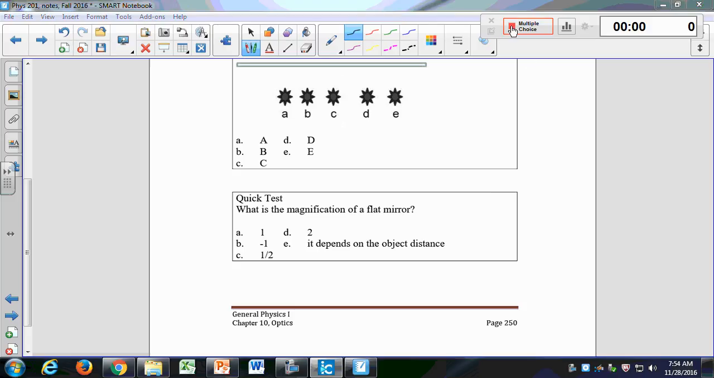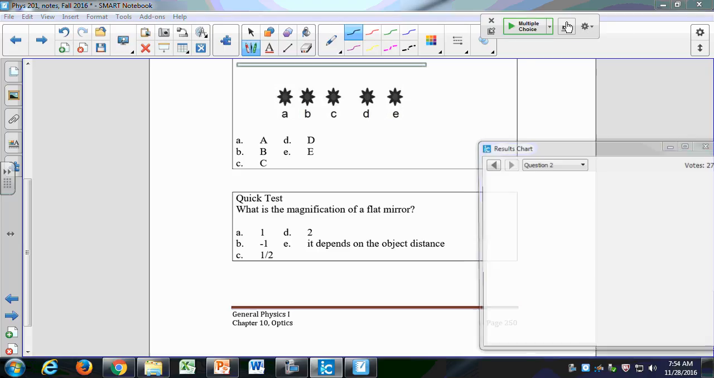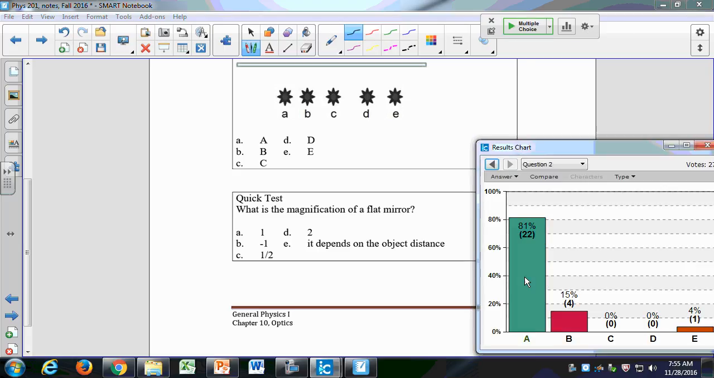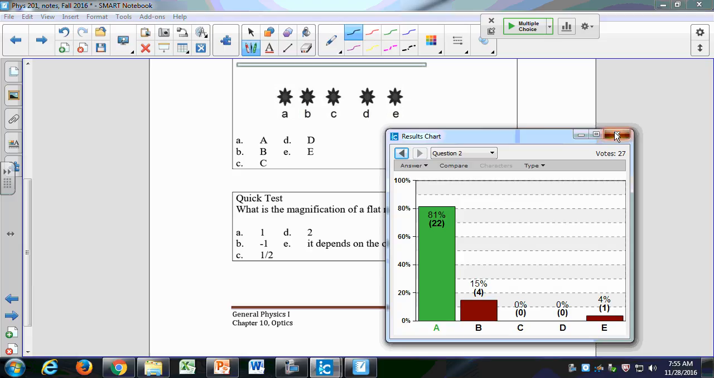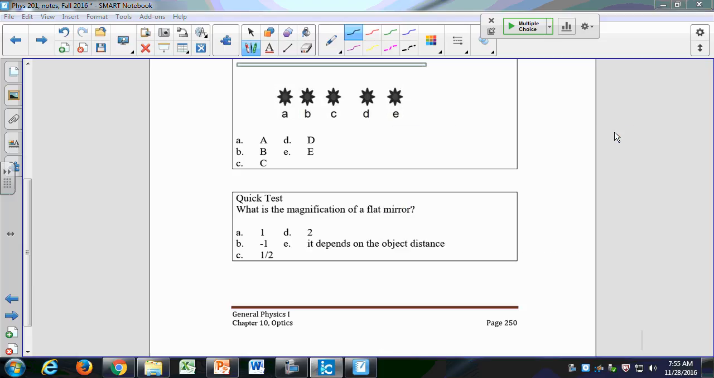What is the magnification of a flat mirror? I'll stop at 20. Okay, good. A is right. The magnification of a flat mirror is always equal to 1. It's always equal to positive 1 because it's upright, and the object is always the same size as the image.